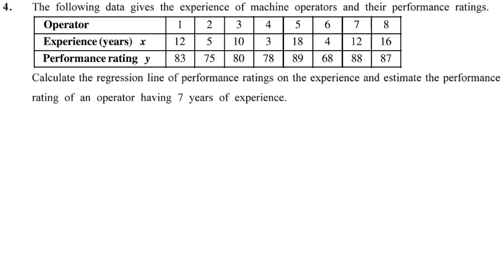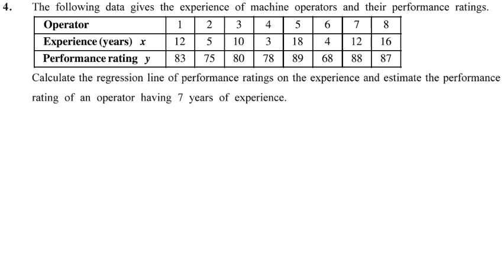Moving on to the last question of the exercise, the data gives the experience of machine operators and their performance ratings. The operators are 1 to 8. The experience is in years, that is the X variable, the independent variable. Performance rating is the Y variable, which is the dependent variable. We have to calculate the regression line of performance ratings on experience, that is Y on X, and we have to estimate the performance rating of an operator with 7 years of experience.